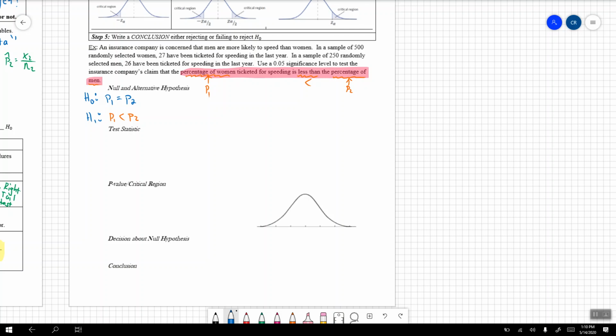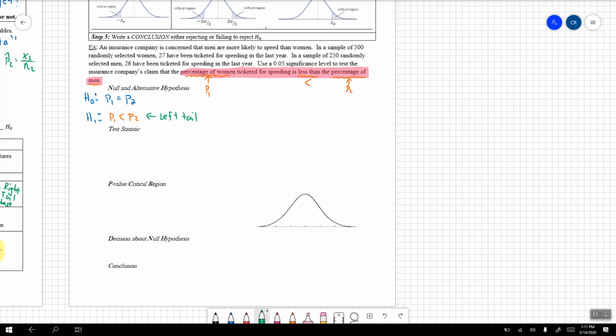So once we've identified this, let's go ahead and identify what type of test this is going to be. All right, so P1 less than P2, that's going to be a left tail test. Awesome. So now that I've identified it's a left tail test and I have my null and alternative hypothesis, now I'm going to start setting everything up.